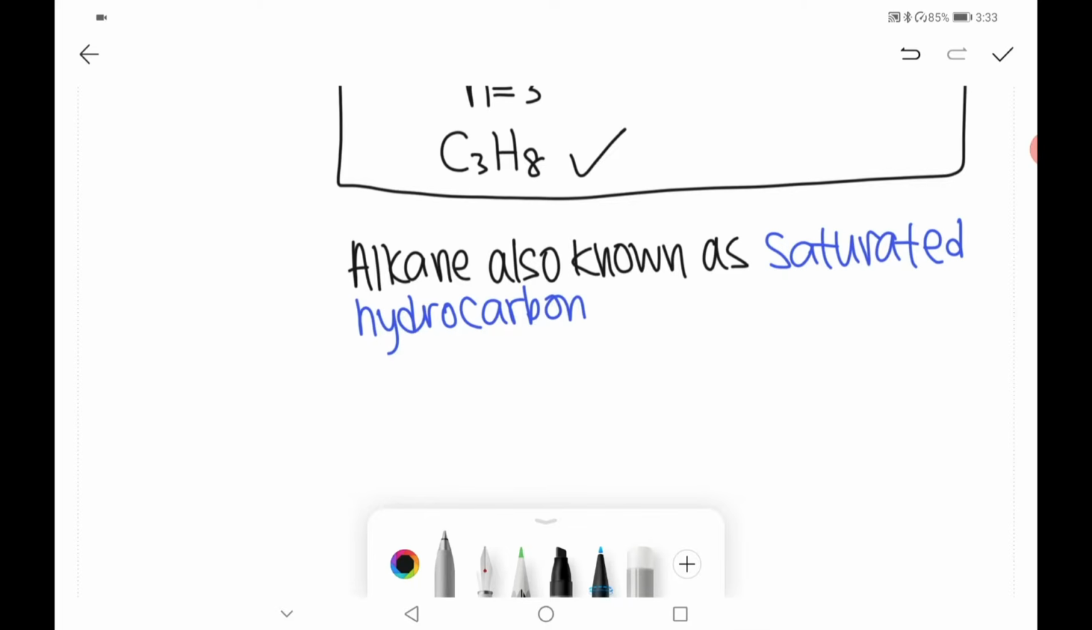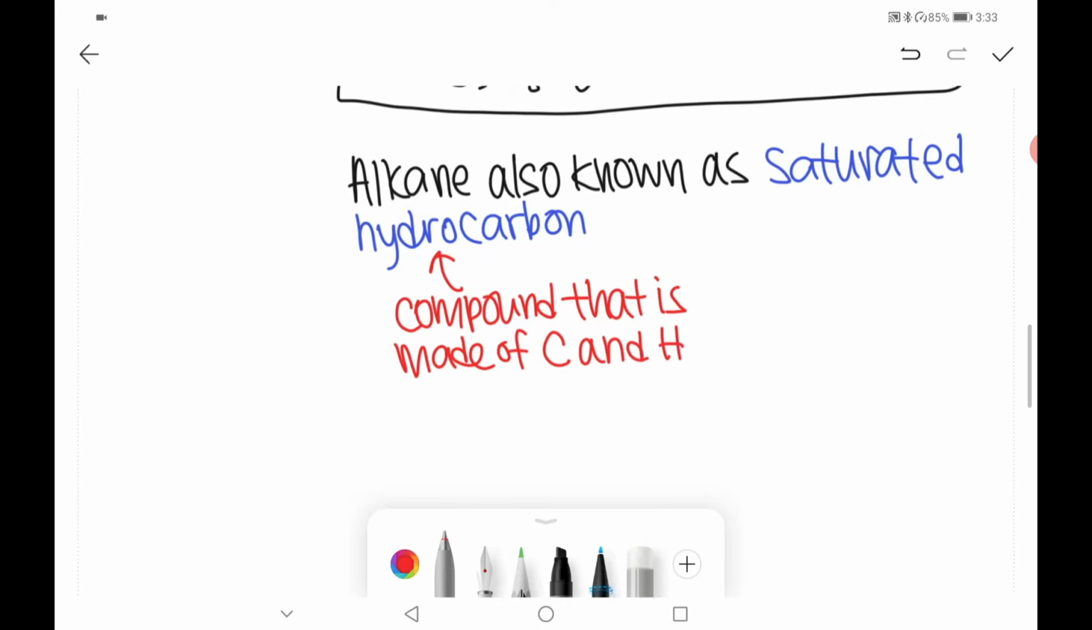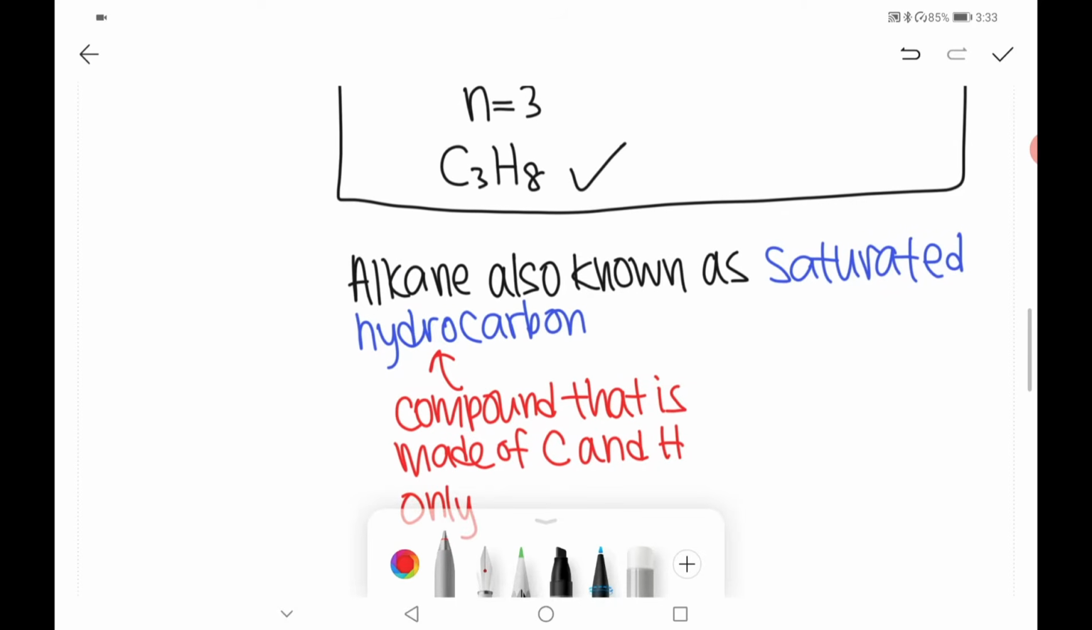Now we try to look at it. We actually learned this concept in lesson number 1, so let's do a very quick summary. What do we mean by hydrocarbon? Hydrocarbon means hydrogen and carbon. Hydrocarbon refers to compounds that are made of carbon and hydrogen only. If the substance is only made of carbon and hydrogen, that substance is a hydrocarbon.